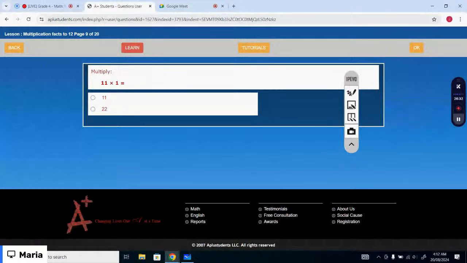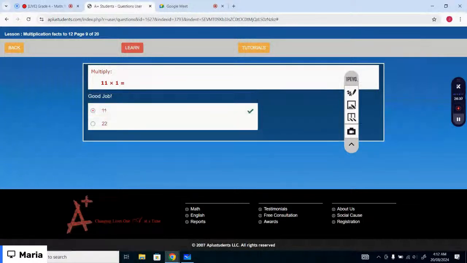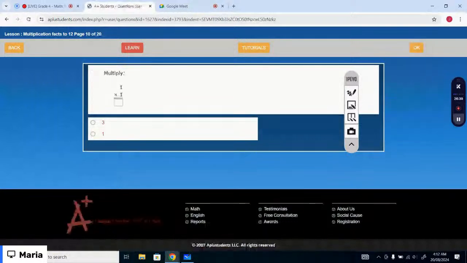11 times 1 is 11. Option number 1 is the correct option. The next one is 1 times 1. So which is the correct option?